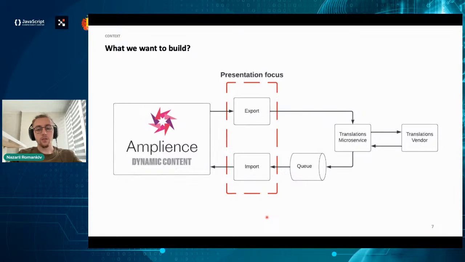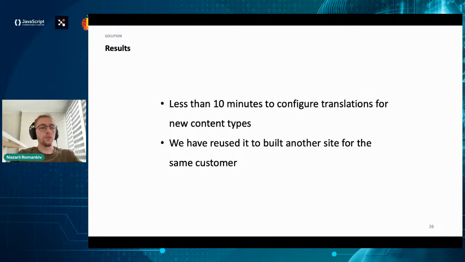So what are the results of building this system, this complex algorithm? Now for us, it takes less than 10 minutes to configure translations for new content types. Most of the time you don't even need to configure anything, because maybe you just want to translate everything inside that field. And that's really convenient because now you just define the schema and you're ready to go. It's already translatable. That means our investment into engineering this unique mapper really paid off.